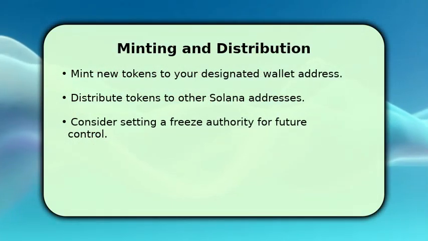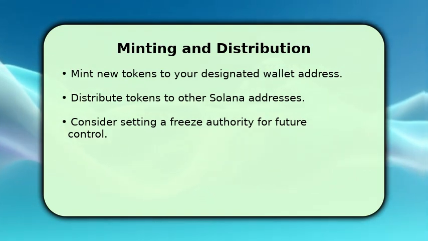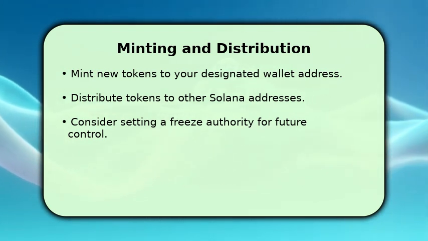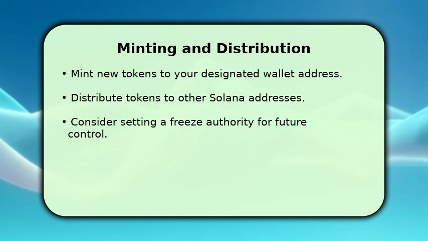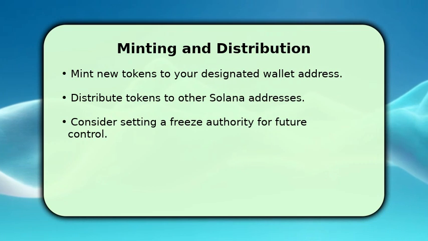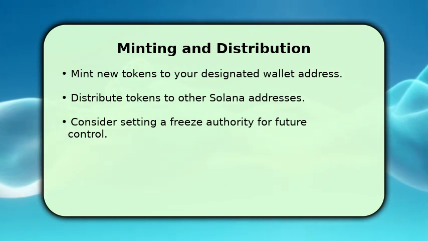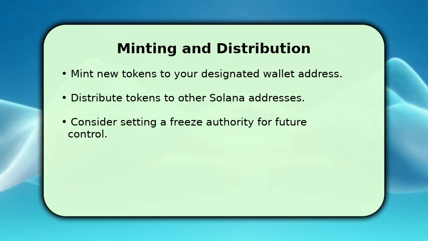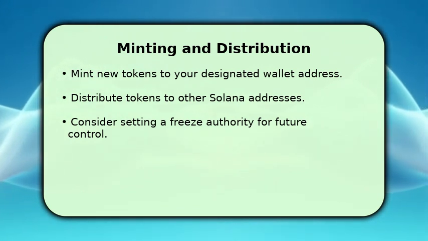With your token created, it's time to mint and distribute. You'll mint the initial supply of tokens directly to your designated Solana wallet address. From there, you can easily distribute these tokens to other addresses as needed. Also, consider setting a freeze authority. This allows you to freeze token accounts if necessary, offering more control over your token's lifecycle.